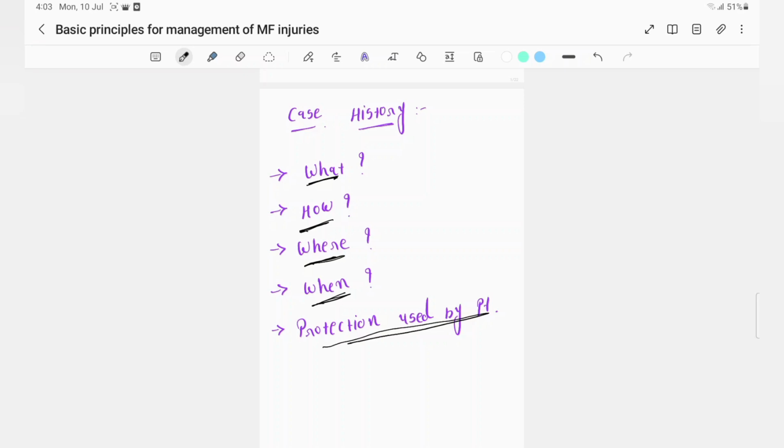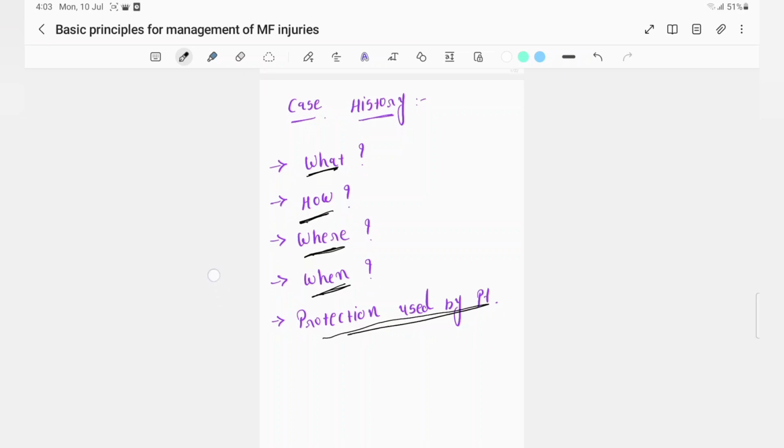Then the fifth one is protection used by the patient. Sometimes what happens is that the patient uses something to protect themselves from injury, which is more harmful than the injury, right? So we have to ask this as well. Like in a road accident, we should ask the patient, did you use your seat belt or any protection other than this? So these are the 5 questions.